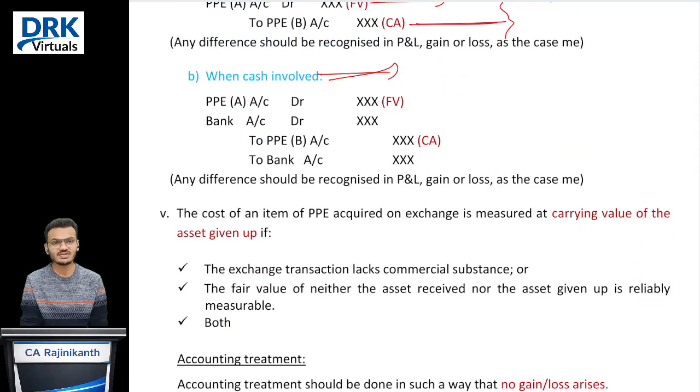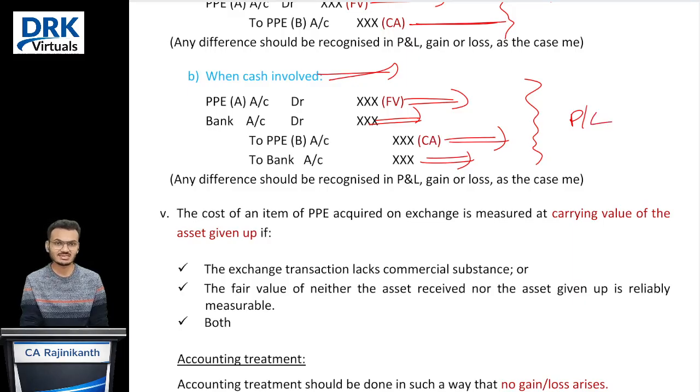And the second case, if cash is involved, we are acquiring their asset by exchanging cash along with our asset. In that case, see here, this one we are de-recognizing at carrying amount. This one we are recognizing at fair value. If we are making the payment, credit the cash or bank. If we are receiving the payment, debit the cash or bank. The difference between debits and credits, you can recognize as gain or loss in the profit and loss account. That is what the standard is saying.